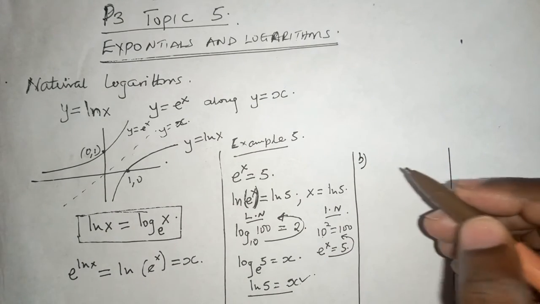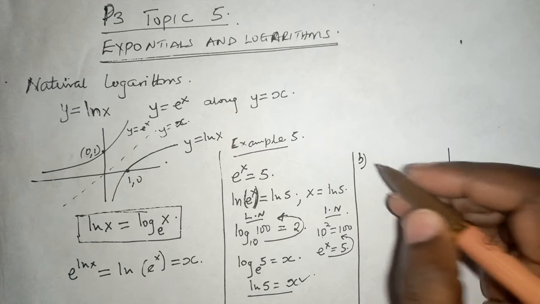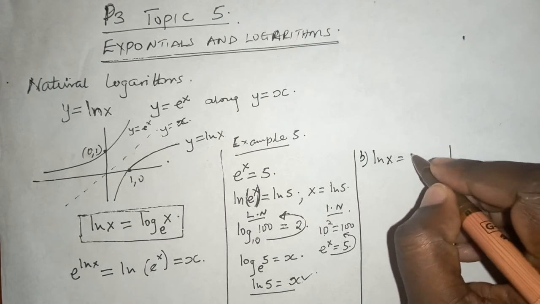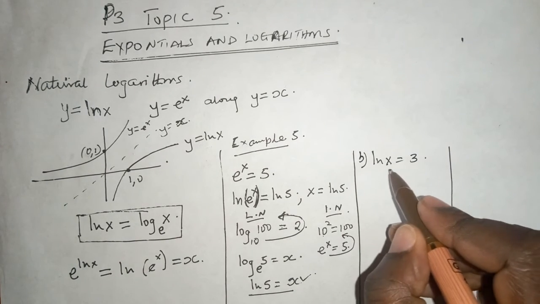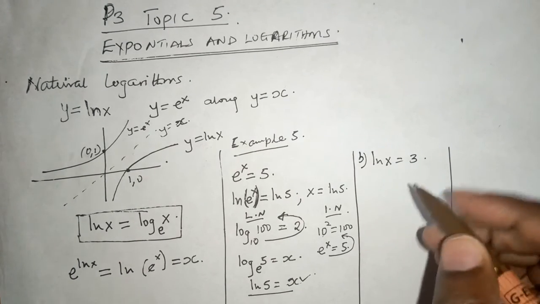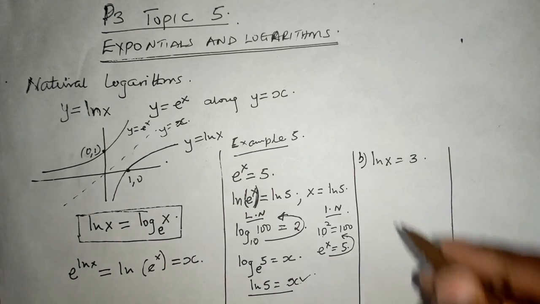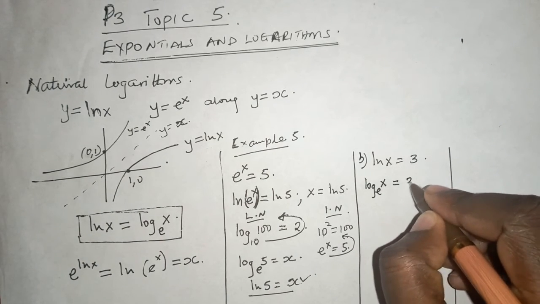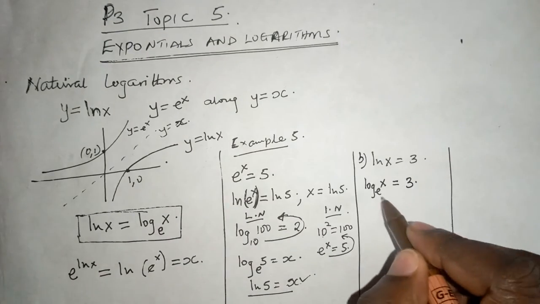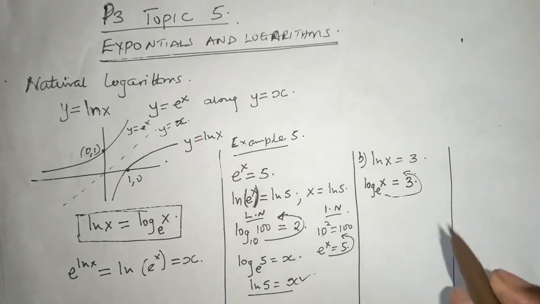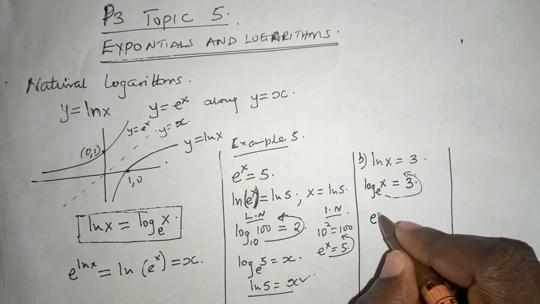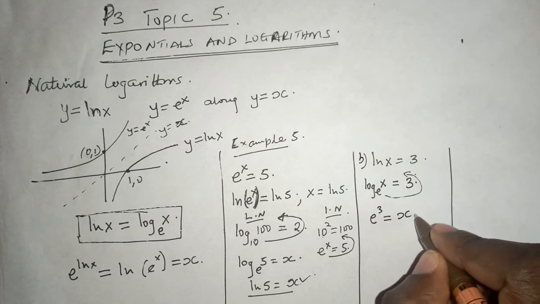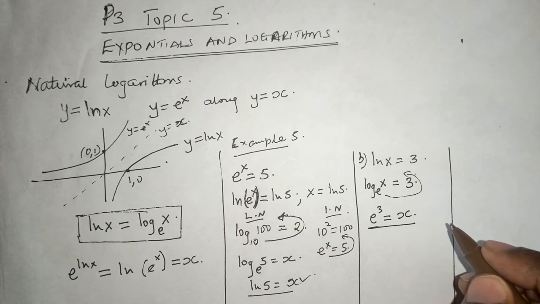Let us talk about part B. Part B says ln x is equals to 3. And now that we've just learned ln is log to base e, let us just introduce it and have log to base e of x is equals to 3. If we use the anticlockwise movement, then we are going to say e raised to power 3 is simply equals to x. And that is it.